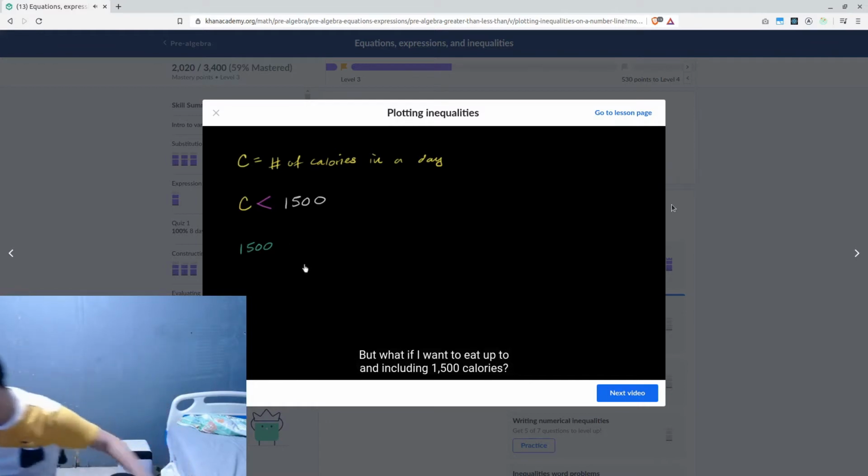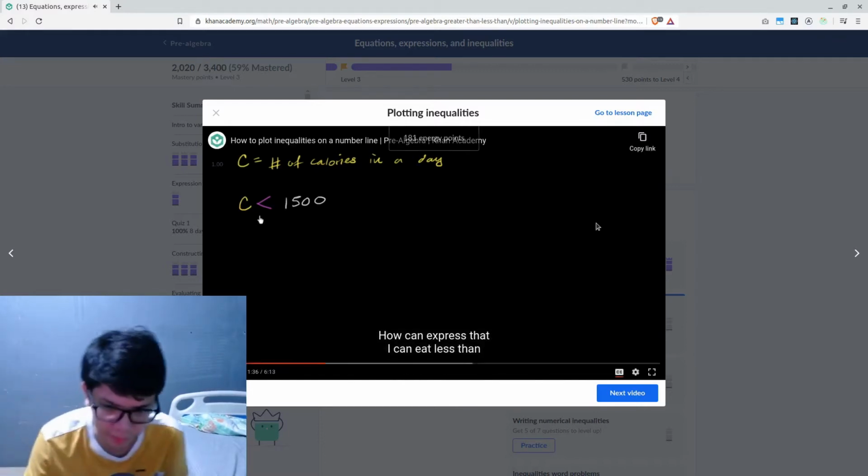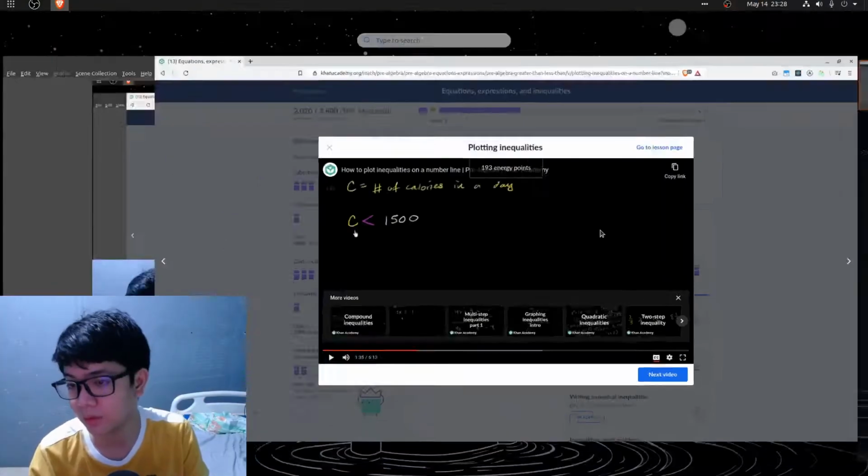But what if I want to eat up to and including 1,500 calories? I want to make sure that I get every calorie in there. How can I express that? How can I express that I can eat less than or equal?